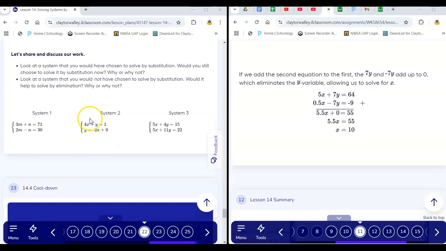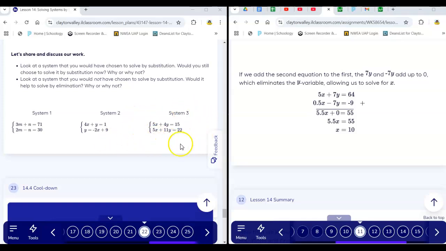Here's one that you couldn't just add the two together. You could rearrange it by moving the X term over here. Could you add them together, or would you still use substitution? So think about that.